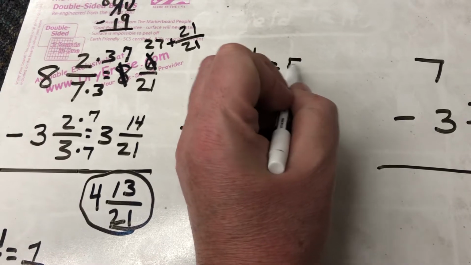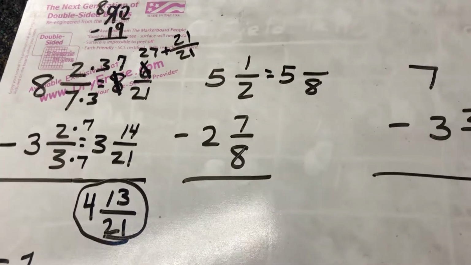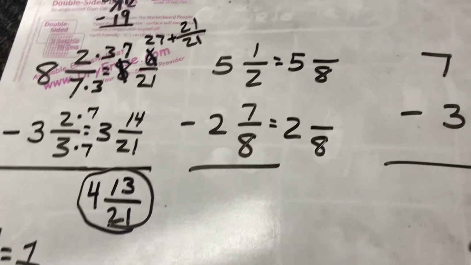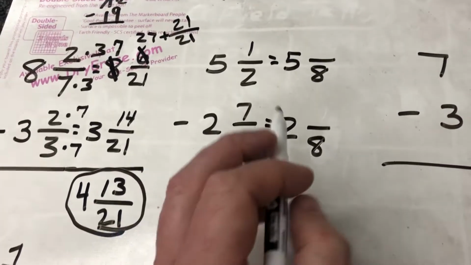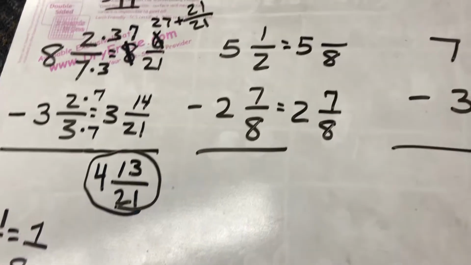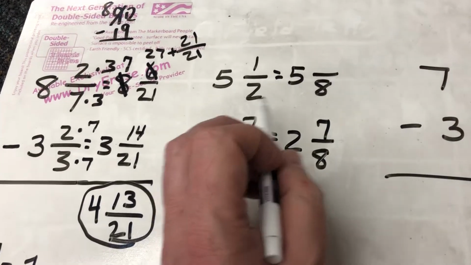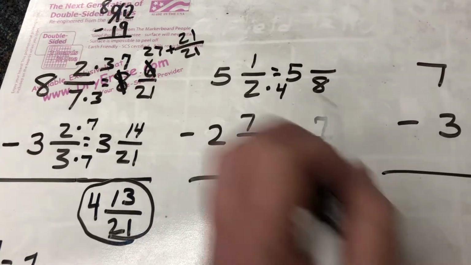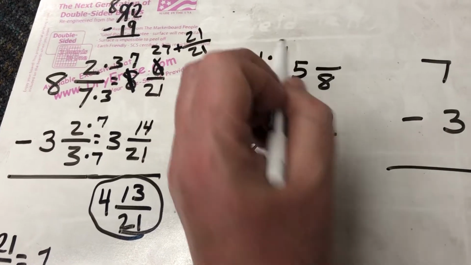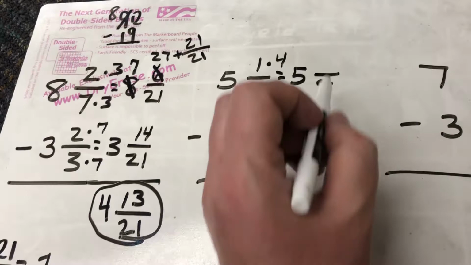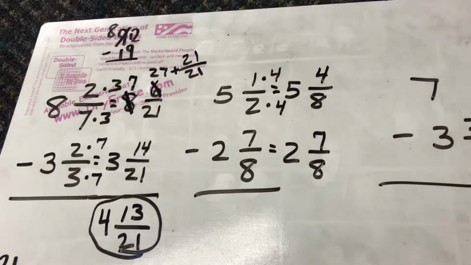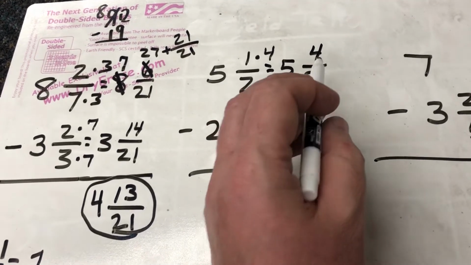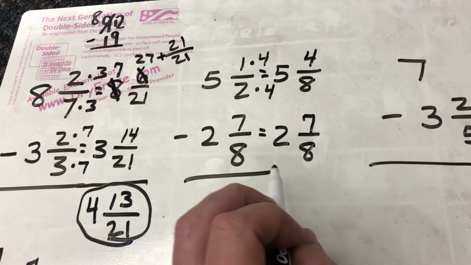This is going to become 5 and something over 8. This is going to become 2 and something over 8. Well, 2 and 7/8 is going to stay 2 and 7/8. What did I do to 2 to get 8? Well, I did 2 times 4. So I'm going to have to do 1 times 4. And 1 times 4 is 4. Okay? Well, now I'm back into this where it's 4 over 8 minus 7 over 8, and I can't do that.